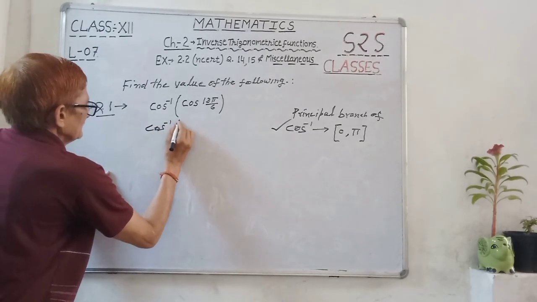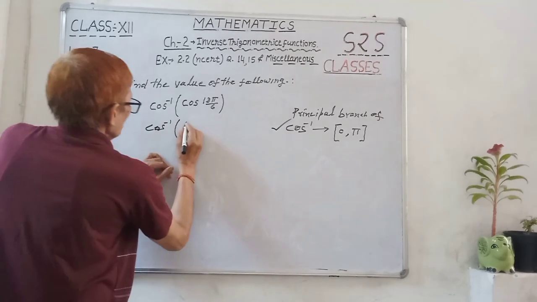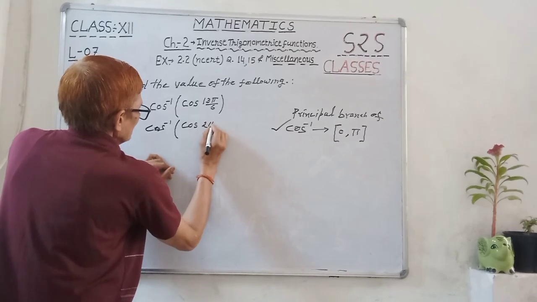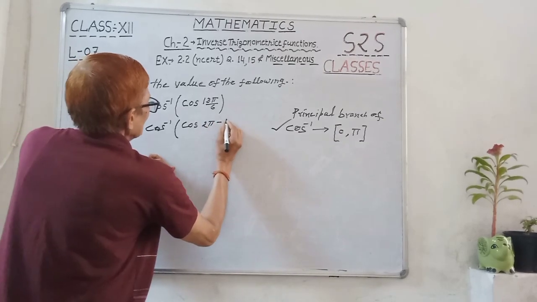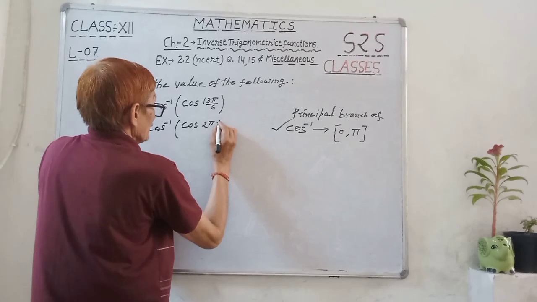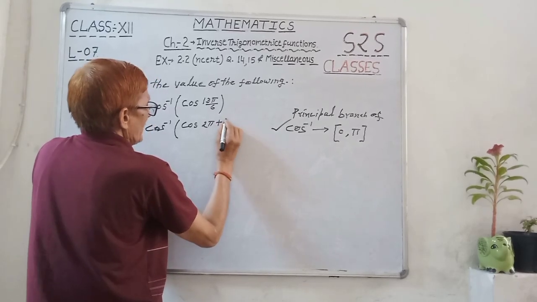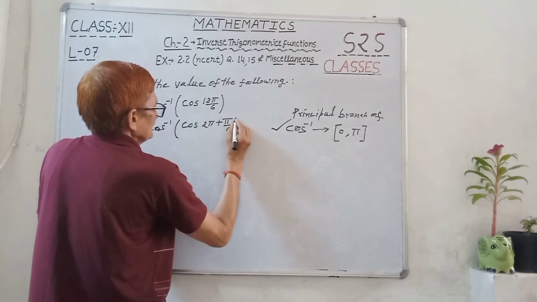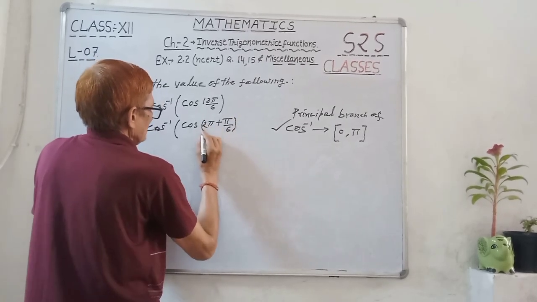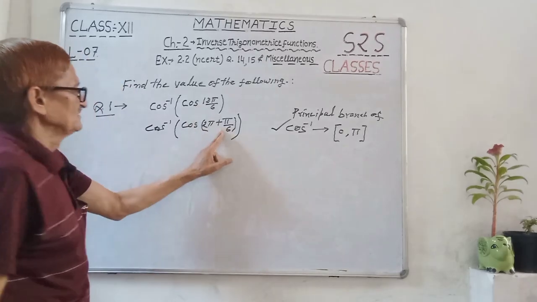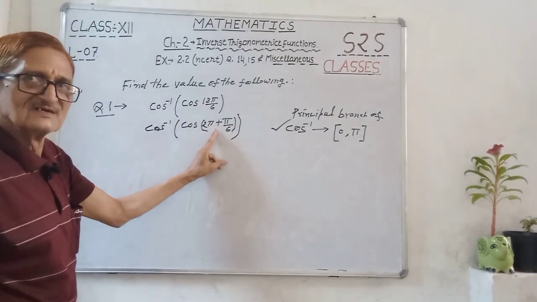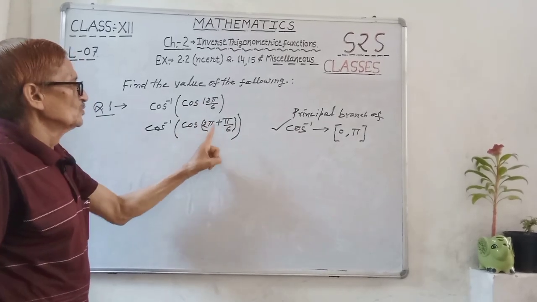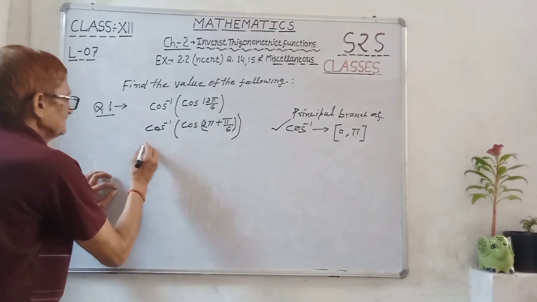Clear? This angle is in the fourth, so we have to simplify. Cos inverse of cos of 13 pi by 6. To simplify, write it as 2 pi plus pi by 6. If we solve this, it is 13 pi by 6, because the LCM is 6: 12 plus 1, 13 pi by 6.